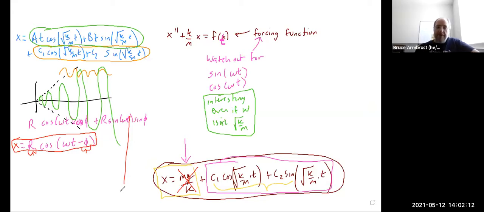So that's what happens if our forcing function has the exact same period or frequency as the fundamental set. We are going to get this, so that the actual amplitude of that resulting oscillation just gets bigger and bigger and bigger.